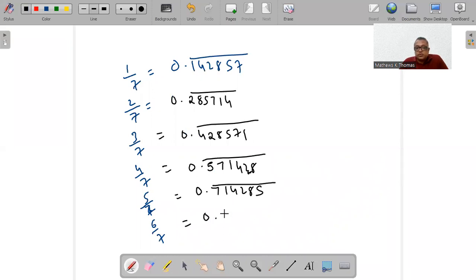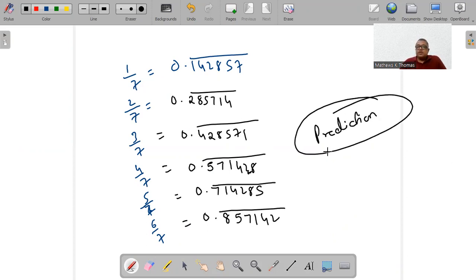So my answer will be 0. Start with 8, 8, 5, 7, 1, 4, 2. So this is called the prediction method. We have neither multiplied nor have we divided. Okay. So this is a very important method by which we can easily find out all the values.